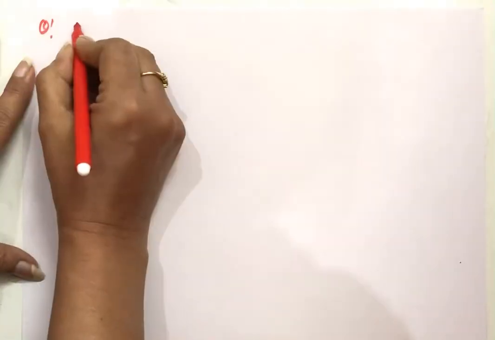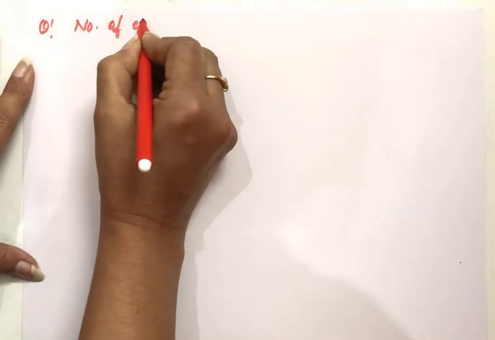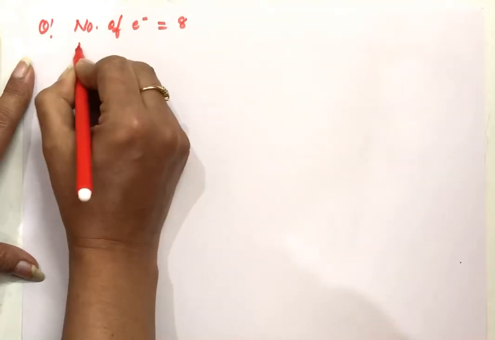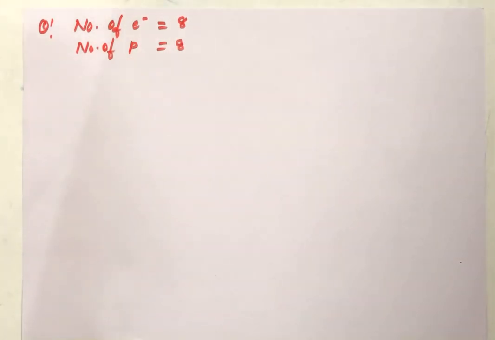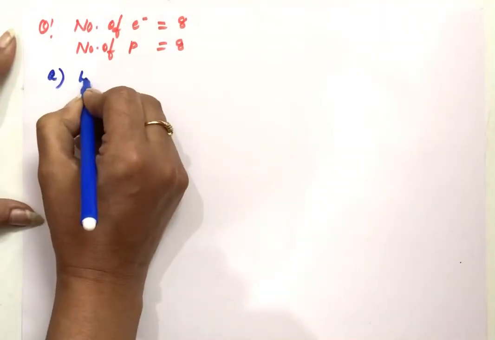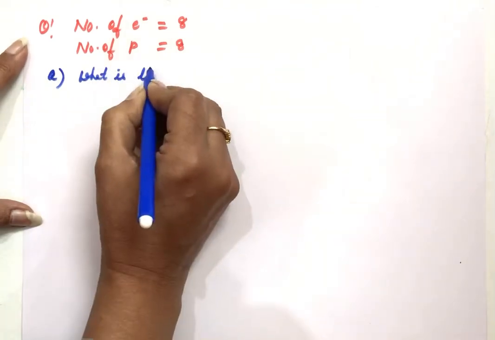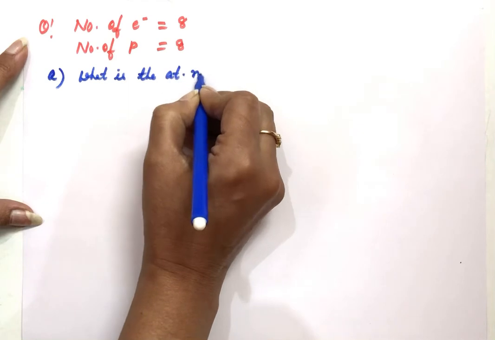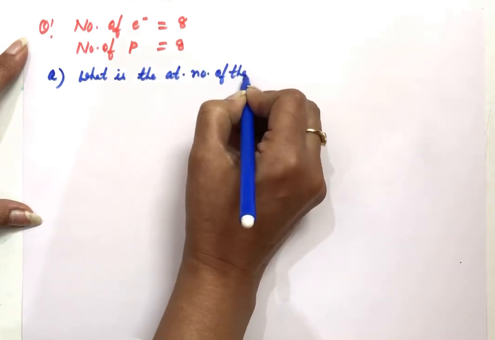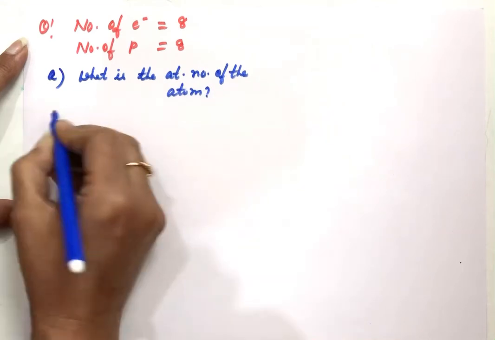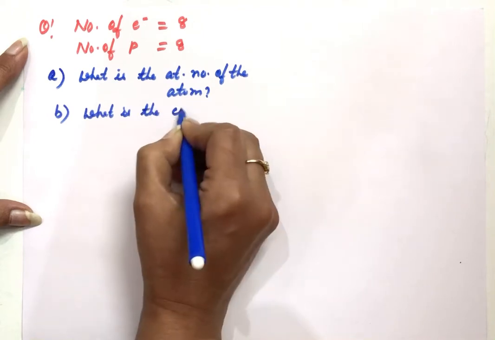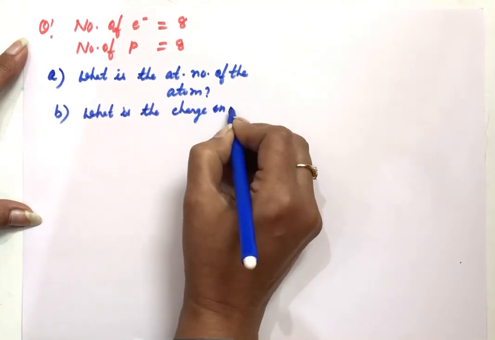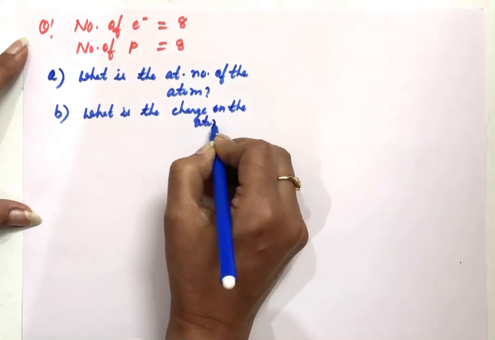Now one question. Number of electrons are equal to 8 and number of protons in an atom are also equal to 8. Now question is, what is the atomic number? That means Z we have to calculate of this atom. What is the atomic number of the atom? And next, what is the charge on this atom? Is this neutral or is there some charge on this?